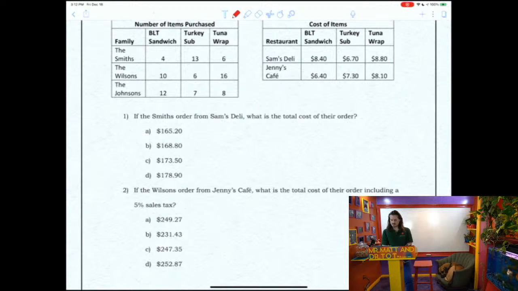Number 1 asks, if the Smiths order from Sam's Deli, what is the total cost of their order? And number 2 asks, if the Wilsons order from Jenny's Cafe, what is the total cost of their order, including a 5% sales tax? So I'll give you 6 minutes. About 2 minutes in, I'll start to solve, and I'll keep track of the time in the upper right-hand corner and try as best as possible to update it every minute.